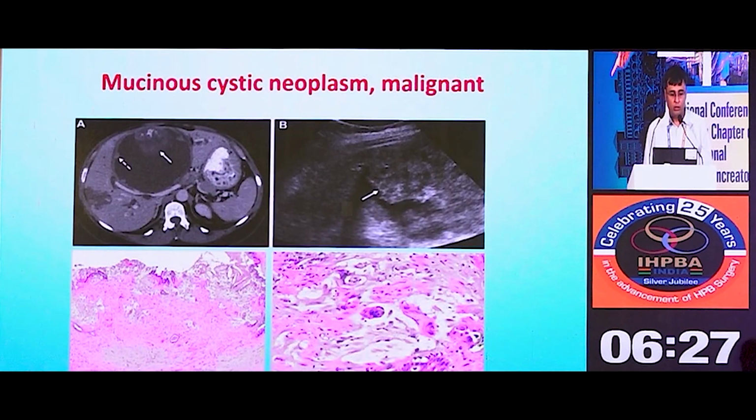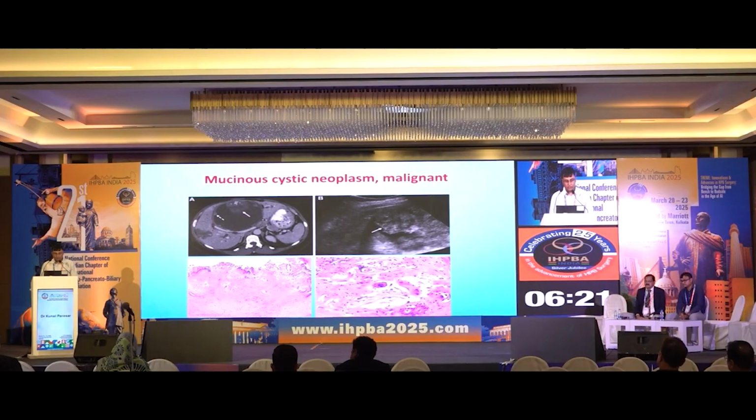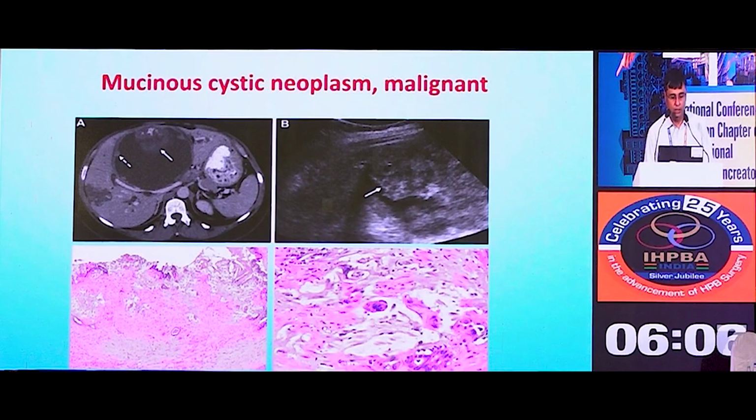Now again coming to a mucinous cystic neoplasm that is malignant. Here we can see a capsule-lined cystic cavity with a peripheral nodular lesion with calcification. You can see on the top there is calcification and another small nodular lesion which doesn't have any calcification. In figure B, the ultrasound image again shows the presence of nodular lesions with calcification in the periphery.